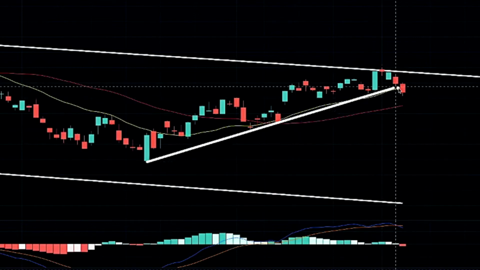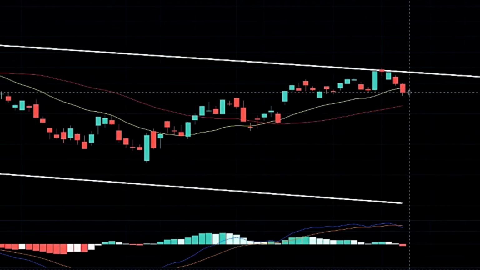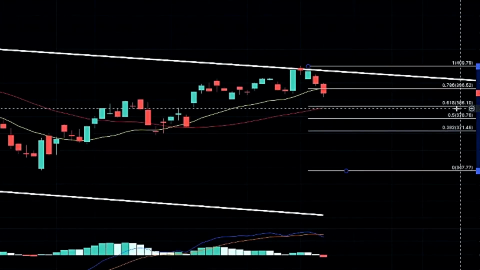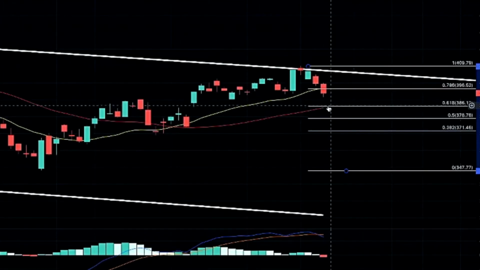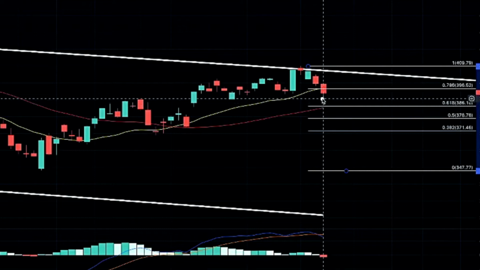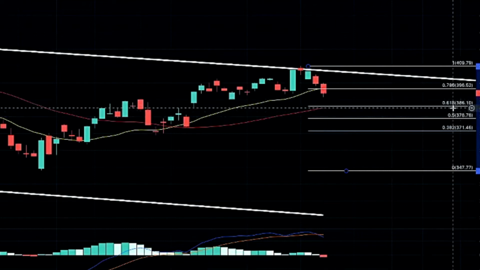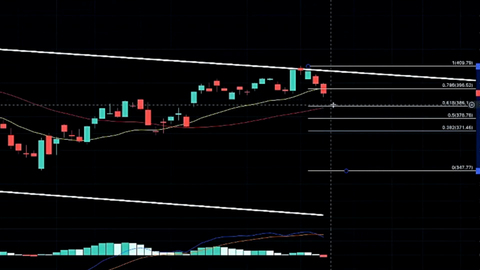This could be a possibility of a test that we could have on our 0.618 fib here. Again, that is at 386. This would be exactly at our 50-day moving average as well. So again, no surprise if we do come down to our 386 level and then possibly have a bounce from there.